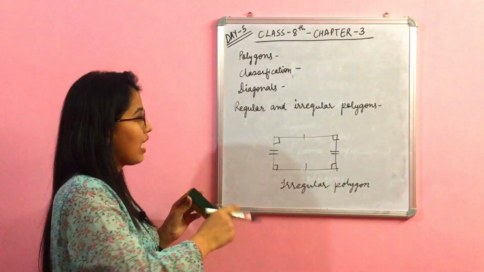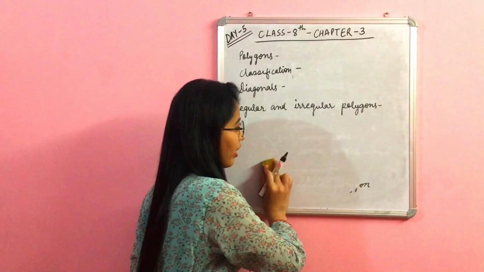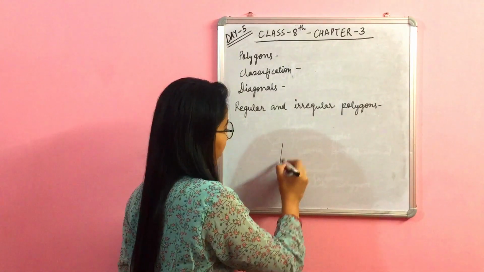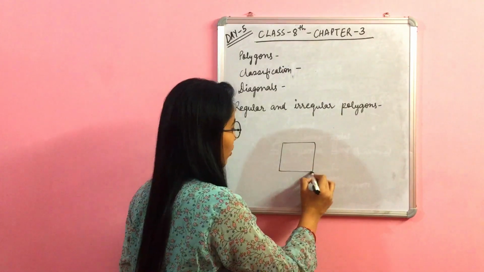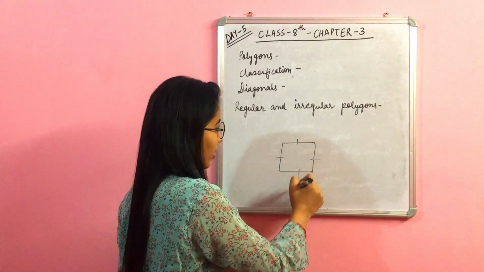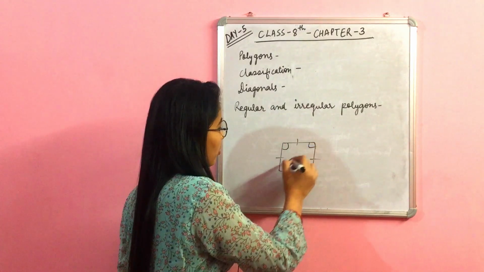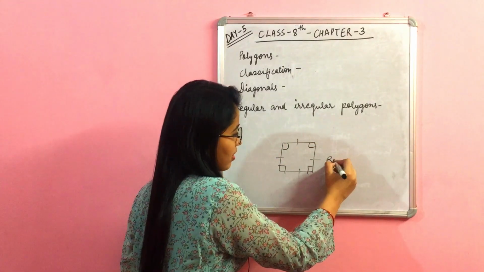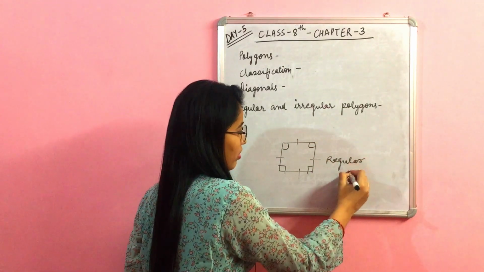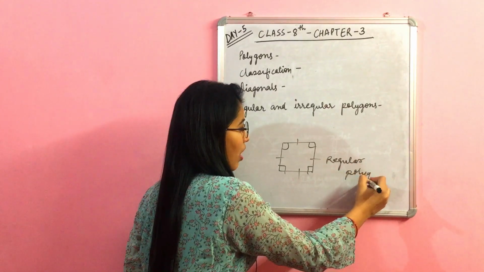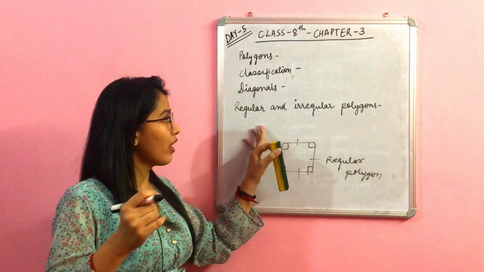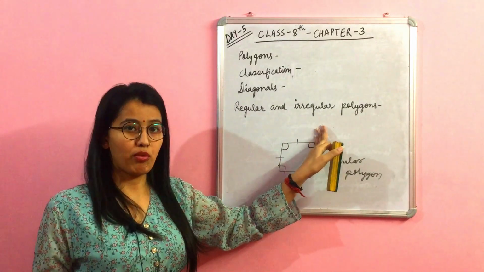Similarly, if I take the example of a square, what do you think? Do you think it will be a regular polygon or not? Obviously all four sides are equal and all four angles are also equal, so it is a regular polygon. This is how we can differentiate between regular polygon and irregular polygon.